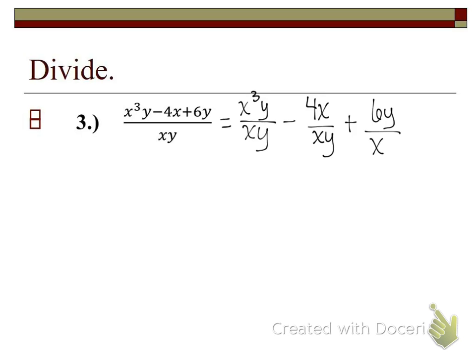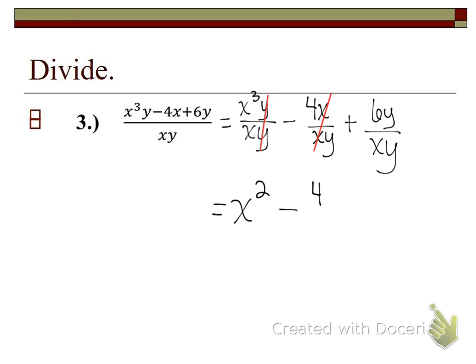over xy. On the first term, the y's would cancel out. How do we get x squared? Good, we're dividing the same base, so we subtract our exponents. Minus, what happens in the middle term? The x's cancel out, and what are we left with? Careful. 4.